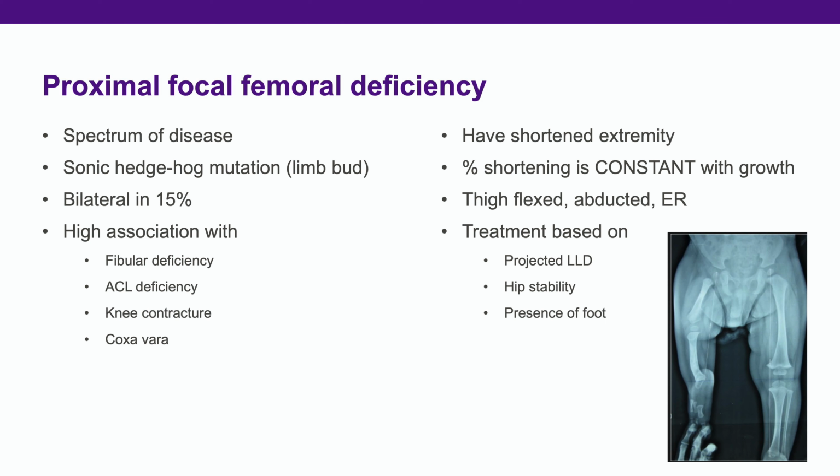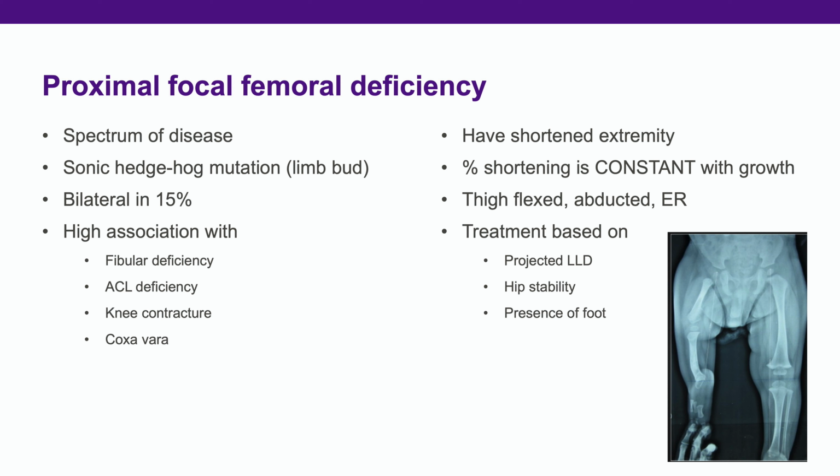Let's first start with proximal focal femoral deficiency. This is a large spectrum of disease and can be anything from a slightly shortened extremity to an extremely shortened extremity. It occurs because of a mutation in the sonic hedgehog gene, which involves the limb bud. It can be bilateral in 15% of cases and should certainly be on your differential diagnosis when you see children with short stature. There's a high association with other conditions.